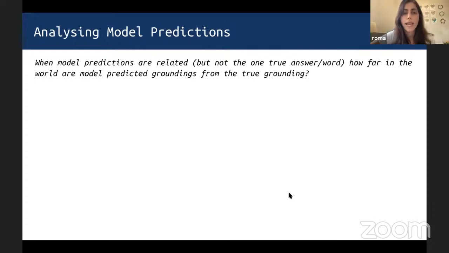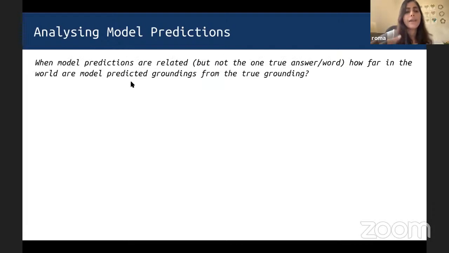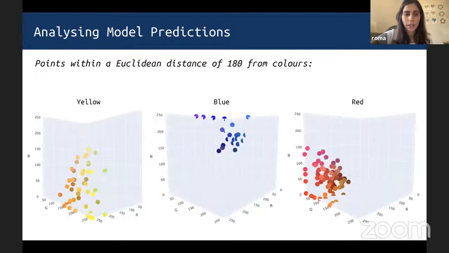What we also want to look at is when model predictions are related. For example, when it says deep magenta or mint, but deep magenta was not the correct answer, how far in the world are the model's predicted groundings from the true grounded answer?